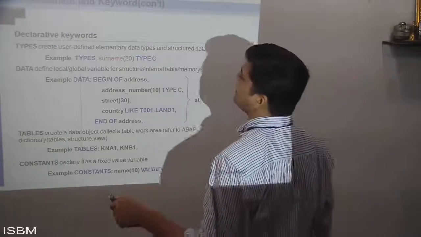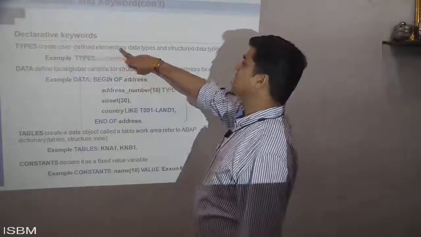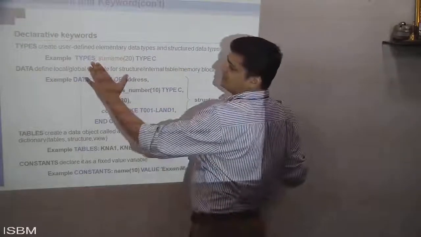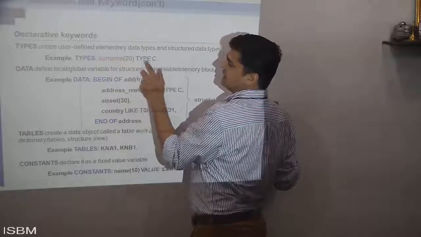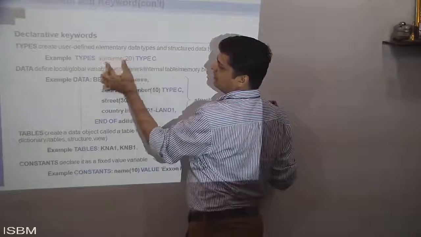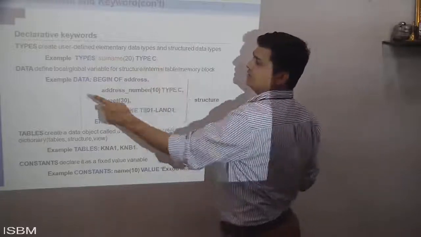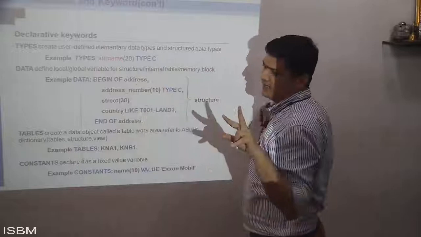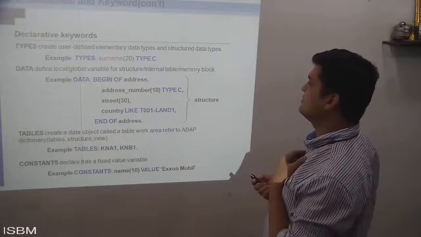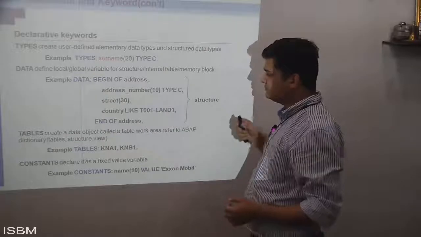So we can see declarative keywords, such as TYPES. The TYPES statement creates user-defined elementary data types and structured data types. For example, in the type statement I have given surname, 20 characters, type C, where C stands for character. So it will take at least 20 characters. With DATA you can define data, either global or local: local variables and global variables, or structures, internal tables, memory blocks.